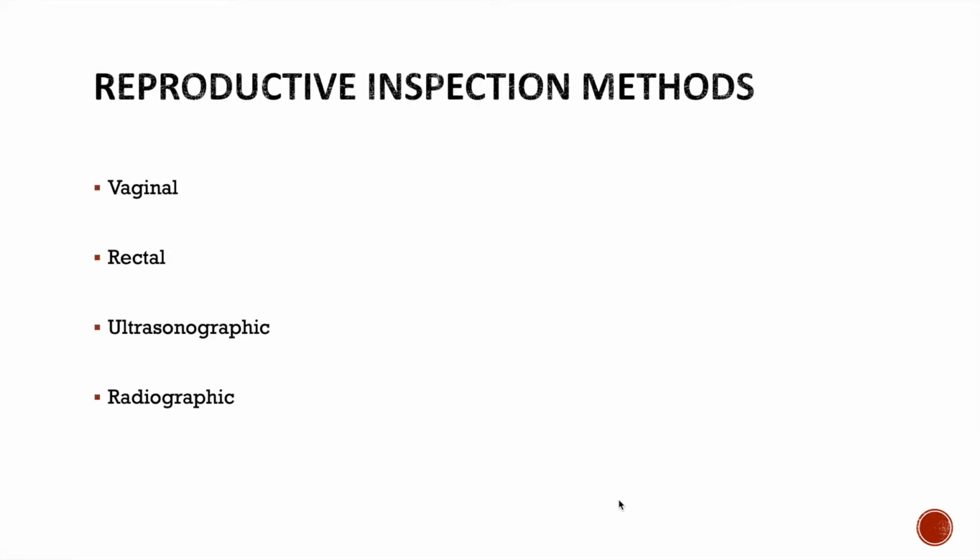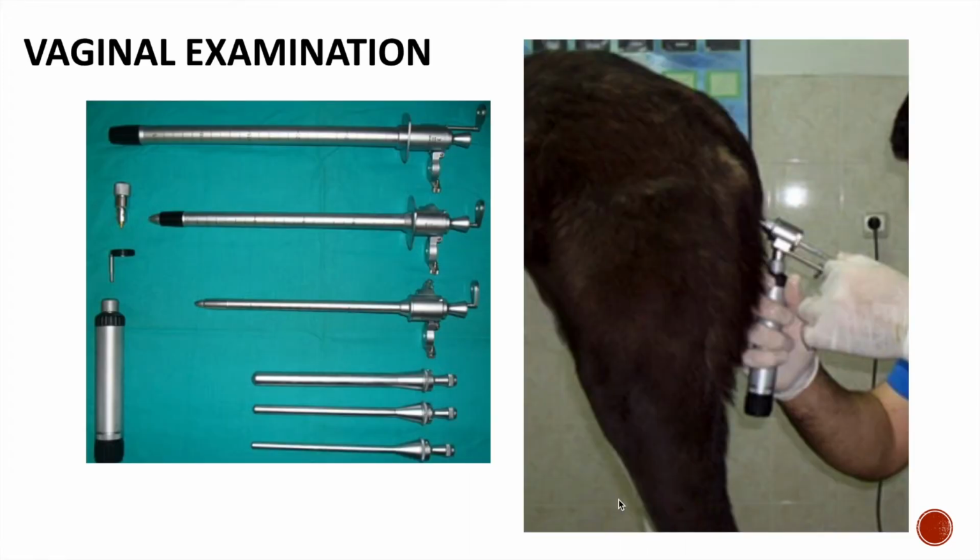We have four main inspection methods that we routinely use in our OBGYN clinic. Vaginal inspection, rectal inspection, ultrasonographic examination, and radiographic examination are the four main inspection and examination methods that we use.